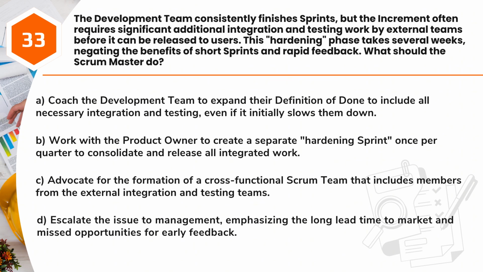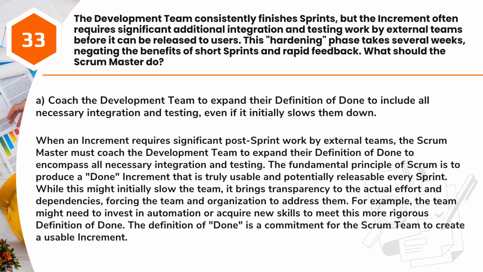A. Coach the development team to expand their definition of done to include all necessary integration and testing, even if it initially slows them down. B. Work with the product owner to create a separate hardening sprint, once per quarter, to consolidate and release all integrated work. C. Advocate for the formation of a cross-functional Scrum team that includes members from the external integration and testing teams. D. Escalate the issue to management, emphasizing the long lead time to market and missed opportunities for early feedback.